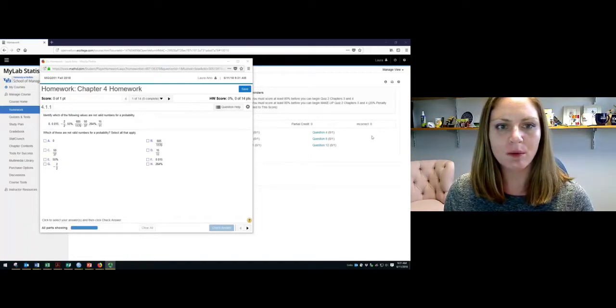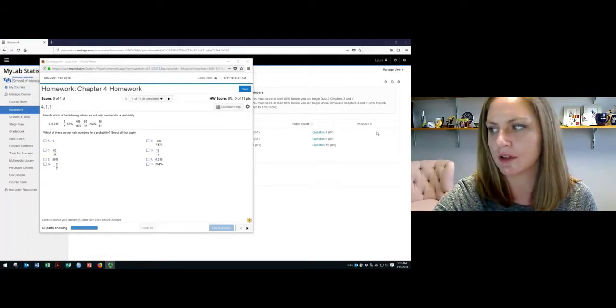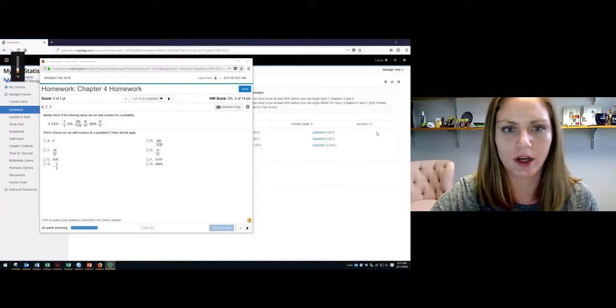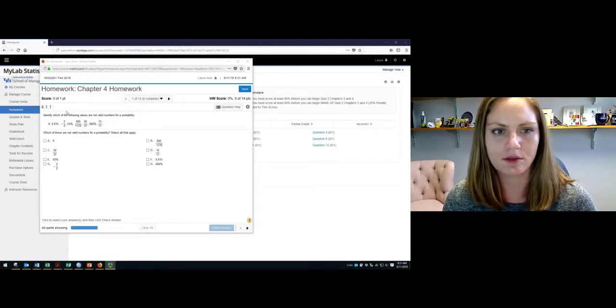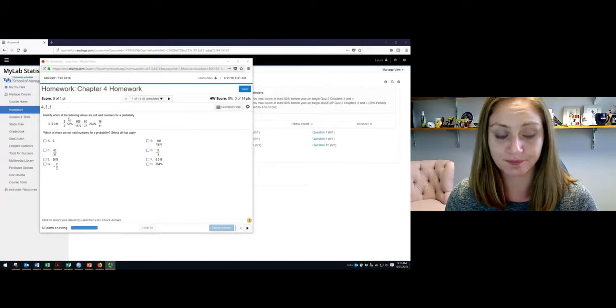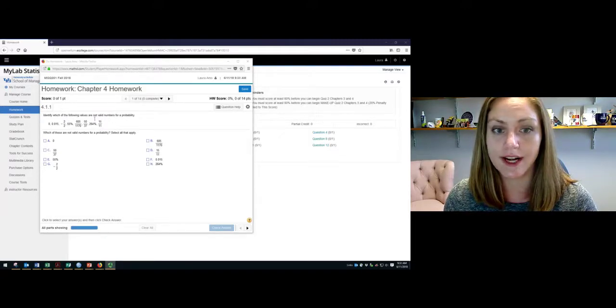Good morning. We are going to be doing chapter 4 homework. And the first one, 4.1.1, we're going to be looking for values that are not valid numbers for a probability.